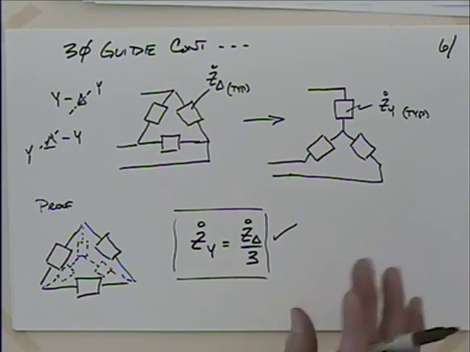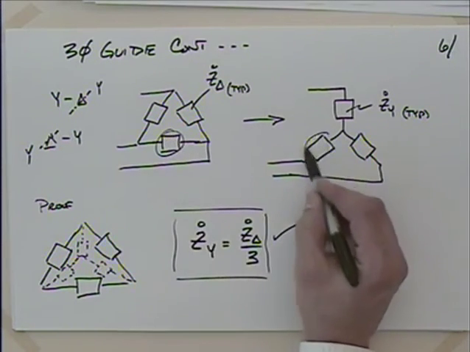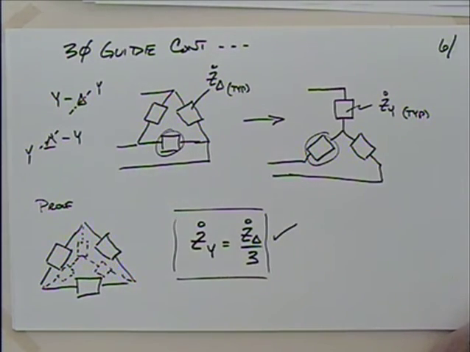But the biggest thing that I can tell you is it's not just a matter of taking whatever is in this box and putting it in that box. That's not true. That's only if the impedances in the delta are all the same. Well, we're predicating everything we're talking about as being balanced, so they would have to be the same.